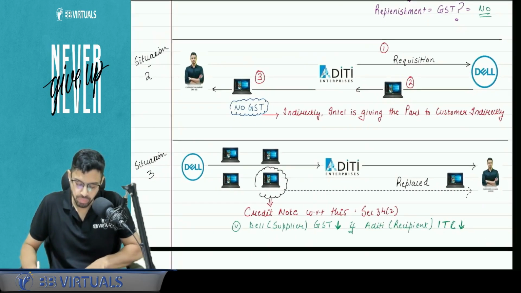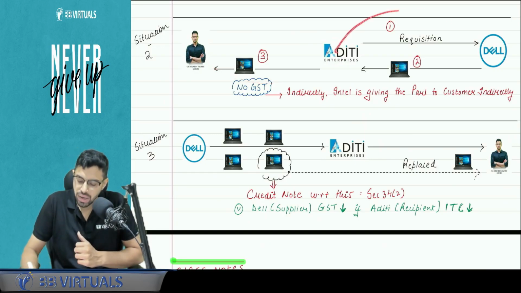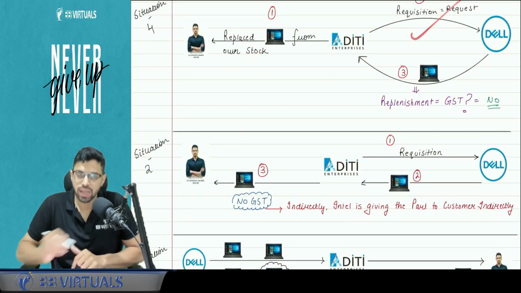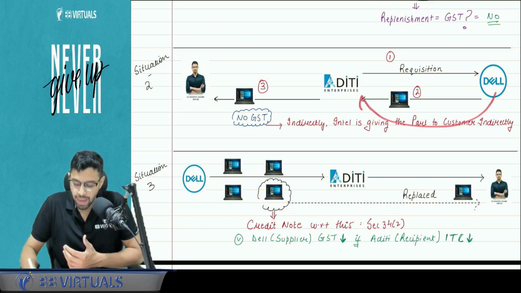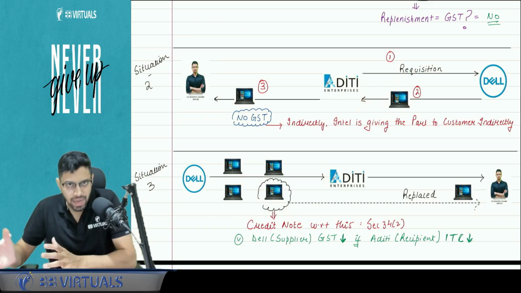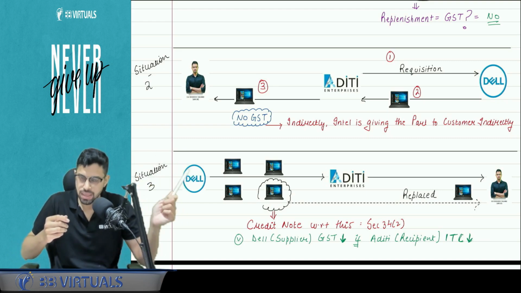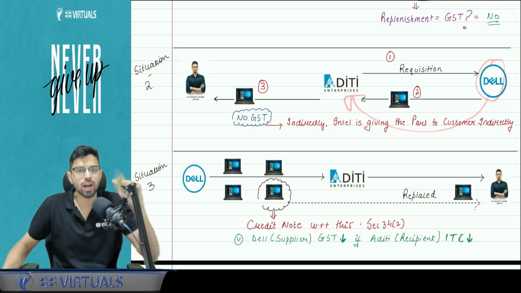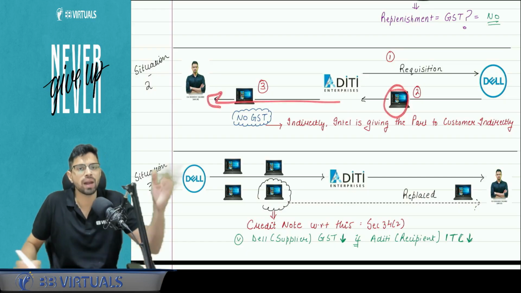Next, situation number 2. What happened? I called Aditi for replacement. Aditi did not immediately give me the replacement. First, it raised a request to Dell. Above, first the replacement happened, then the request was raised. Here, first the requisition request was raised. Basically, Aditi called Dell and said that Siddhesh, a customer, has some problem, so I need to replace. Please give me the laptop, I have to replace. Okay. So what does Dell do? Dell will provide that particular laptop to Aditi Enterprises for the purpose of replacement, and then Aditi will come to my home and replace it free of cost.